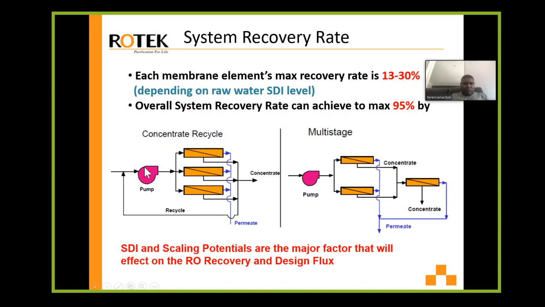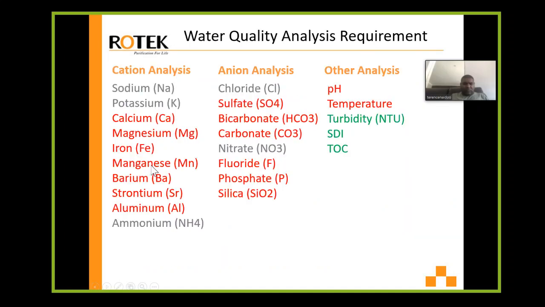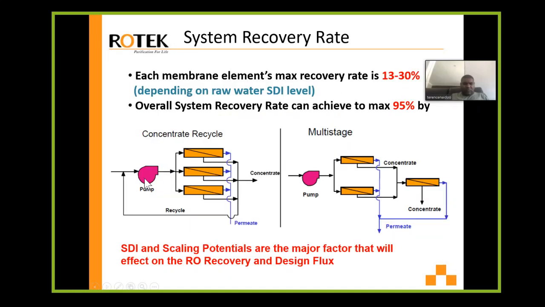So when we say 70%, we don't undersize the pump. We still need to make the pump capacity enough to take the overall flow velocity. Is this understandable? Yeah. Okay.